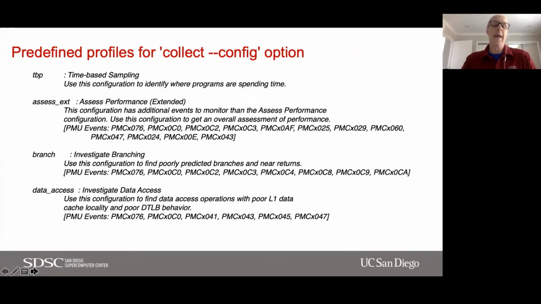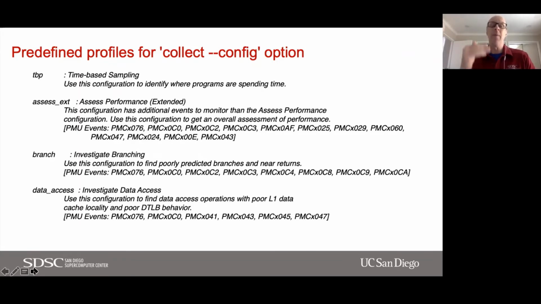So I mentioned earlier that uProf has predefined profiles for the collect config option. The first one we're going to look at is what we call time-based sampling. And that's the first one on my list here. We use this to identify where programs are spending their time. The output that you're going to get if you use the TBP configuration option is going to be very similar to what you get out of gprof. Essentially, it's a profile of which routines are using the time.